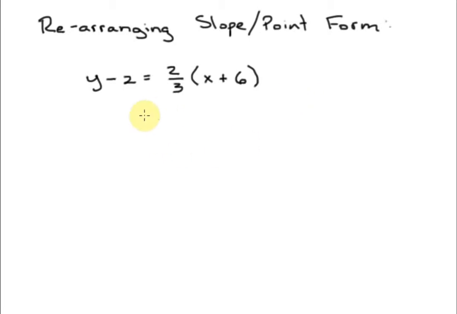So let's take a look at this first line here. Now here's a line with a slope of 2/3 and it passes through the point -6, +2. So I recognize my line goes through this point and has a slope of 2/3, but let's see if I can rearrange this into a different form. Like, what if I wanted to put it, say, into slope-intercept form?